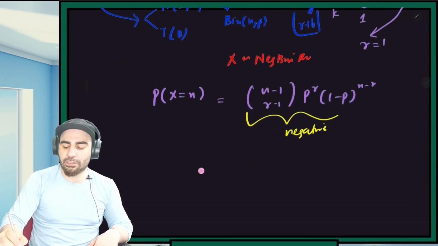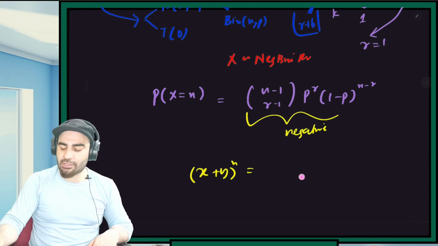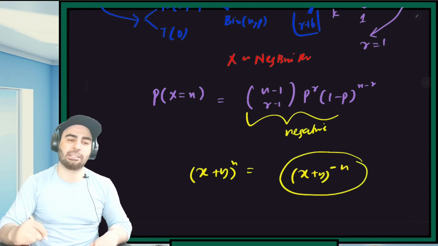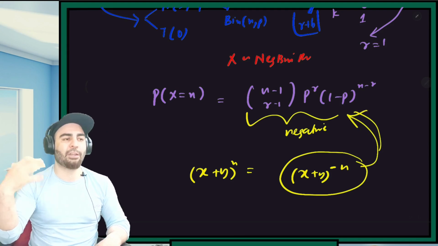If you see the binomial theorem, (x plus y) to the power n, you can expand it: nCr, x raised to this, y raised to this. But if you have something of this sort, (x plus y) to the power, let's suppose, minus n, you can also expand this. It somehow comes out to be of a form like this. That's why it's called a negative binomial random variable.